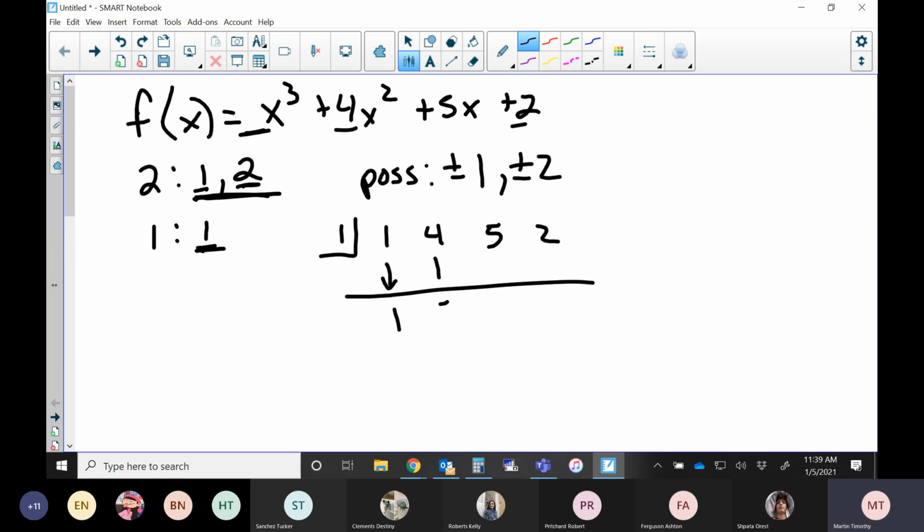1, 1, 5, 5. Right? Am I doing this right this time? 10, 10. 10, 12. In fact, 1 doesn't work. So let's try -1.